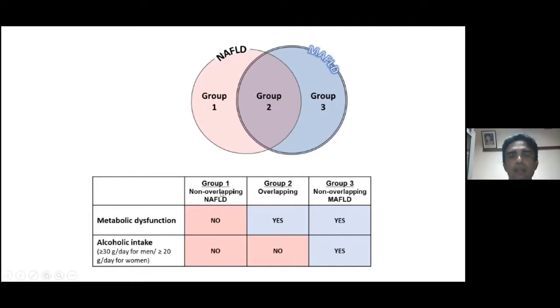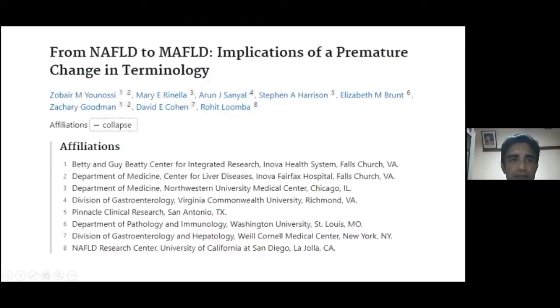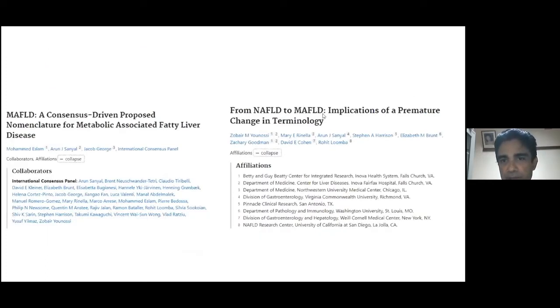After some time, even some of the authors of the original paper and consensus document realized that this name suggestion has so many deficiencies. Now this is the second paper, from MAFLD to MASLD, on the implications of premature change in terminology. Eight out of the 14 authors in this document are authors of the first consensus document as well.